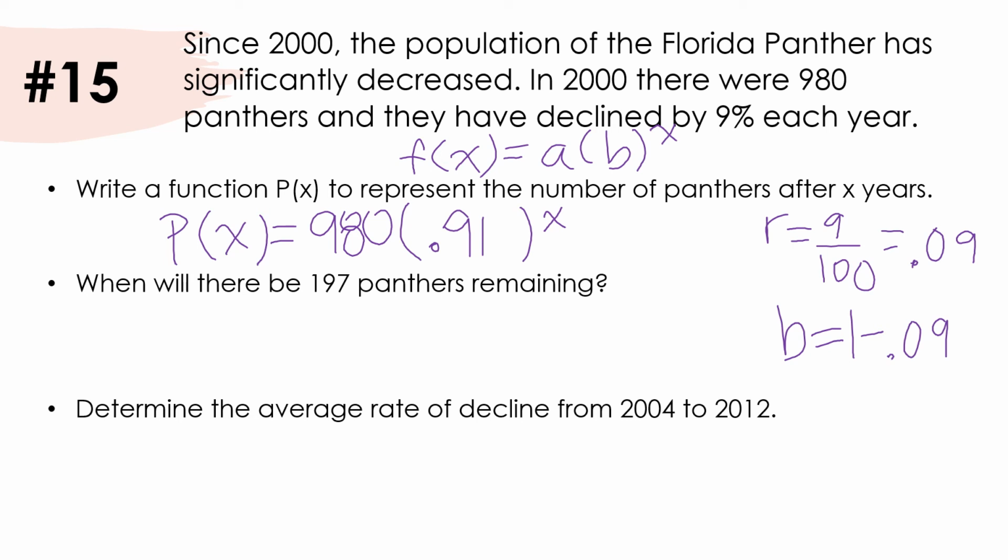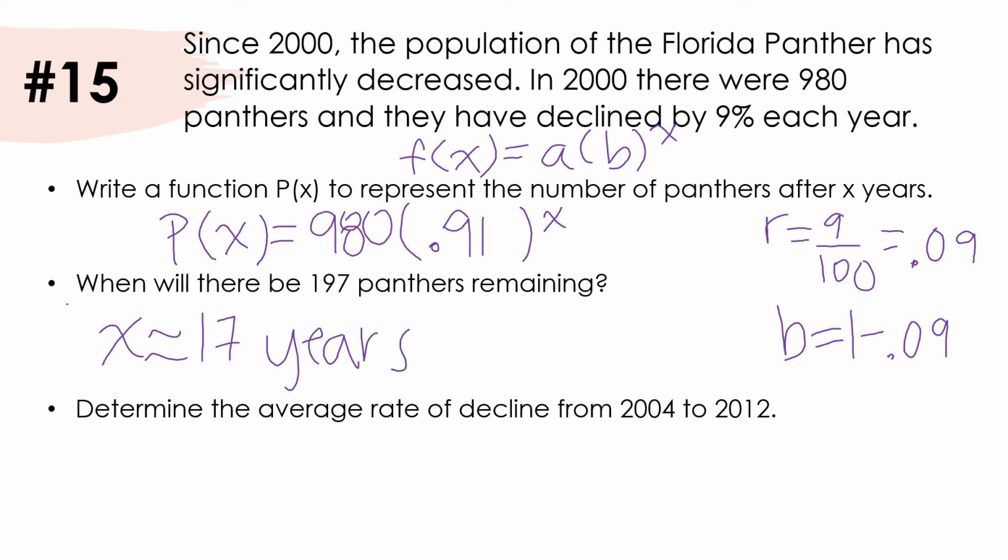When will there be 197 panthers remaining? So the way that we tackled this in class is we went to the table, we typed in the function, and we scrolled in the table until we found approximately 197 panthers. Remember, it won't be exact because it's declining by a percentage, which means there's going to be decimal answers. But if you scroll down your calculator, or if you're using Desmos, you can do that in Desmos. You just have to keep the table going. You should see that it's approximately 17 years.